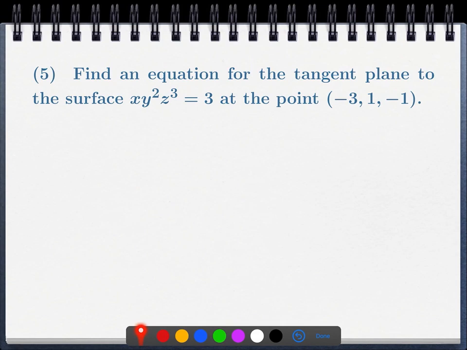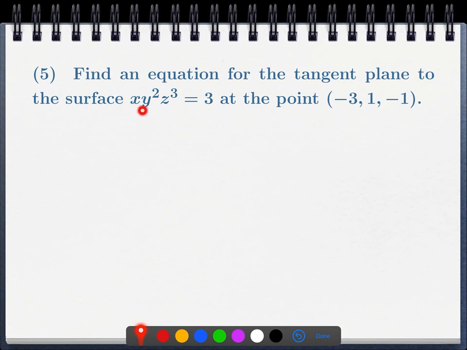So now problem 5 is about finding an equation for the tangent plane to a certain surface at a certain point. Now you can plug this in, the minus 3, the 1, and the minus 1. This will multiply together to give you a 3 like you want. So this is a point on the surface, and we want to know the equation of the tangent plane at that point.